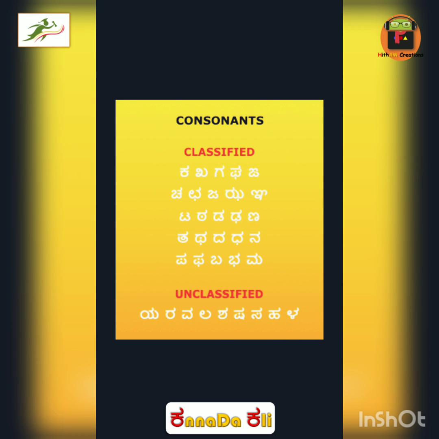Let's proceed further. Coming to consonants. Consonants is also classified into 2. The first category is classified consonants. Second category is unclassified consonants. Classified consonants means these consonants, vyanjanagalu, are categorized further based on the way you pronounce. And the second is unclassified. These are not classified any further. Okay, this is the end. These are unclassified, ya to la.